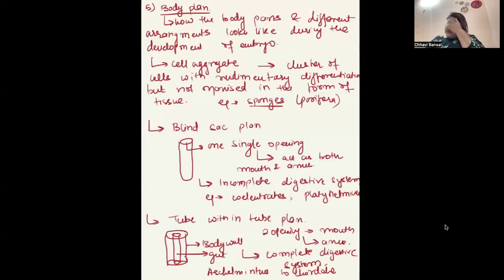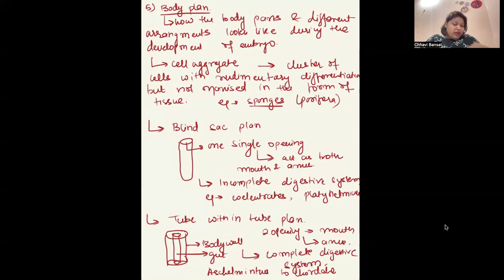Let's have a small quick revision. In our body plan, there are three kinds of plans. One is cell aggregate plan, second is blind sac, and third is tube within tube. In cell aggregate, there is no tissue formation, just an aggregate of cells is present. Right? That type of plan is called cell aggregate plan. It is present in Porifera. Then blind sac plan, there is one single opening, and that one opening acts as both mouth and anus. So when there is one single opening, it is called an incomplete digestive tract. It is present in coelenterates, ctenophores, and platyhelminthes.